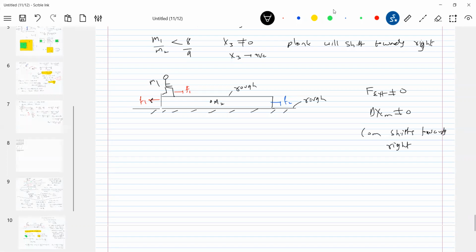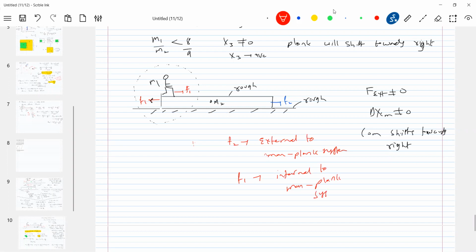The reason for that is that F2 will become external. So what is internal now? This F1 will become internal, and this F2 will become external to the man-plank system. And F1 will become internal to the man-plank system.